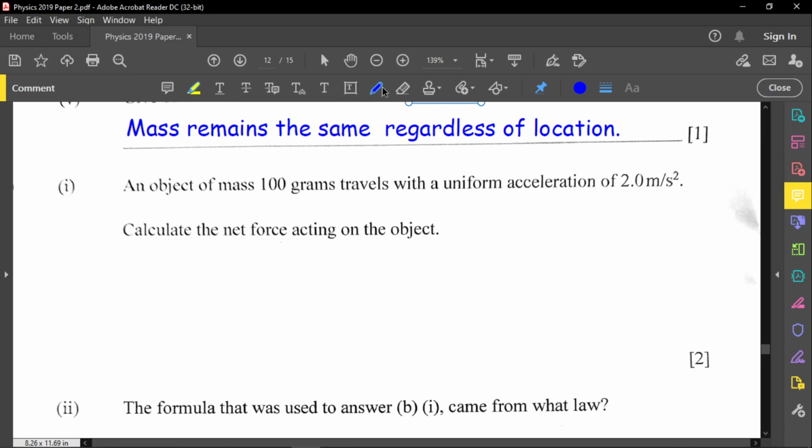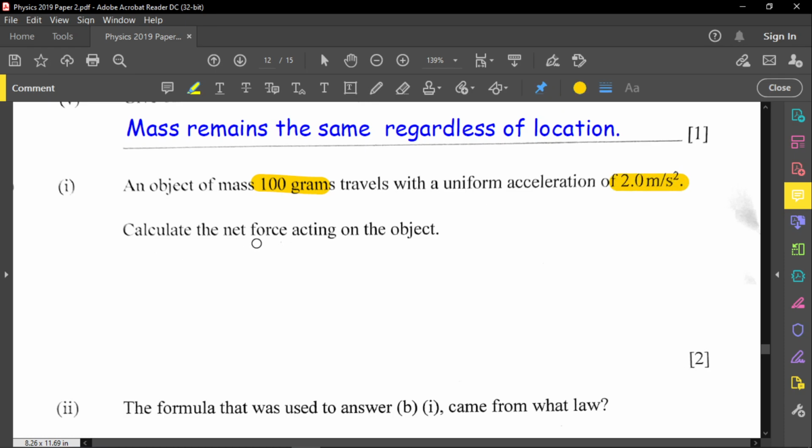Let's look at this part right here. It's an object of mass 100 grams. So this mass here is 100 grams. It travels with a uniform acceleration of 2 meters per second squared. So we understand that this is the mass and this is the acceleration. Let me highlight them. So mass is 100 grams. Now again, the acceleration here is 2 meters per second squared.